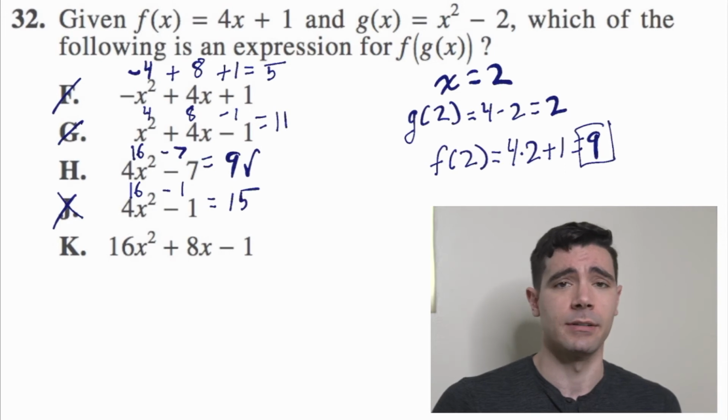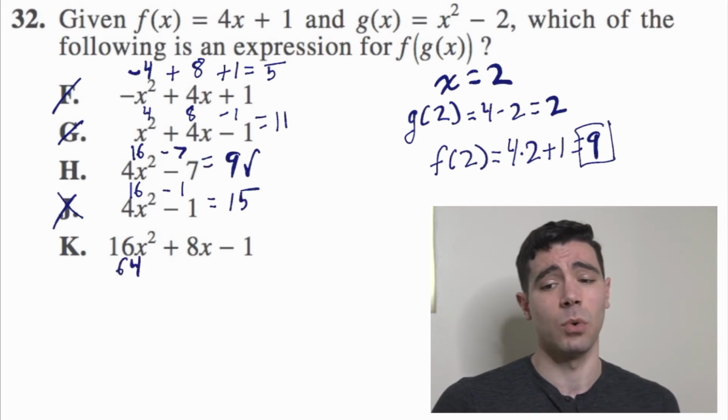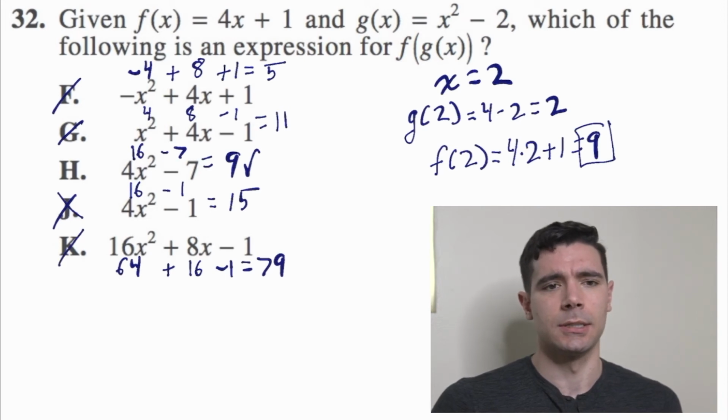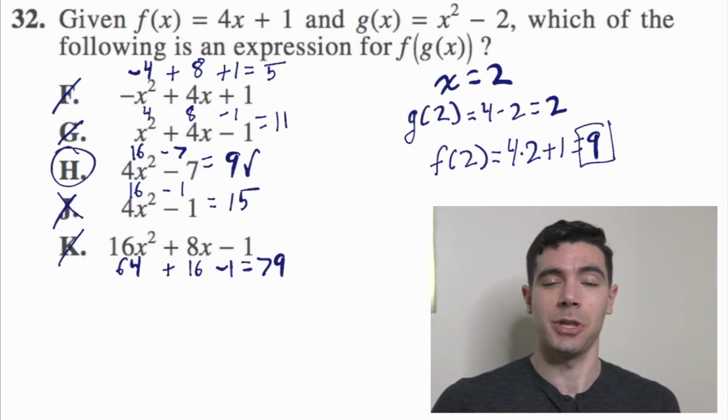And then we go to k, finally. 16 times 2 squared, so that's 16 times 4, which is 64, plus 8 times 2, which is 16. 64 plus 16, we're already up at 80. Minus 1 is 79, which is not 9. So the answer was h.